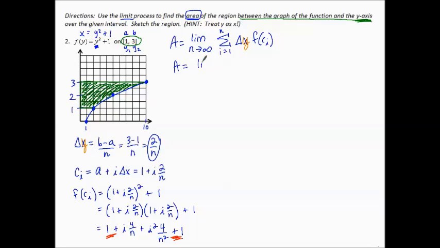So this area will be the limit as n approaches infinity of the sum from i equals 1 to n. Instead of delta y, we'll put what delta y equals, 2 over n. And instead of f of c sub i, we'll put what that equals, which is 1 plus 1, 2 plus i times 4 over n plus i squared times 4 over n squared.